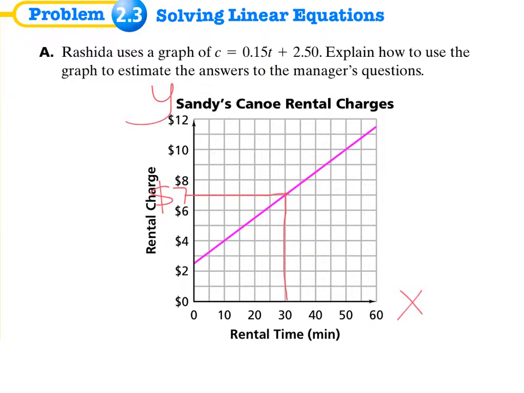Now we can also work it the other way. If we know the cost, we can look on the y-axis, the charge axis, and go up to $8.50. It's between 8 and 9, and here's 9, so 8.5 would be right about here. We go across until we hit our pink line, the graph of the equation, and then drop down to the rental time axis, the x-axis, and find that it was 40 minutes. Likewise, we can look at the cost of $10, go across, and find that it has a time of 50 minutes, which verifies the answers we got earlier.